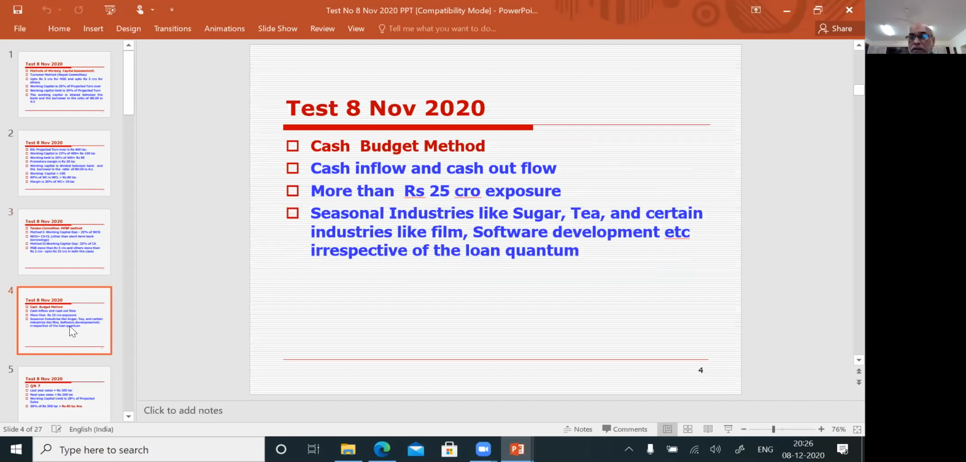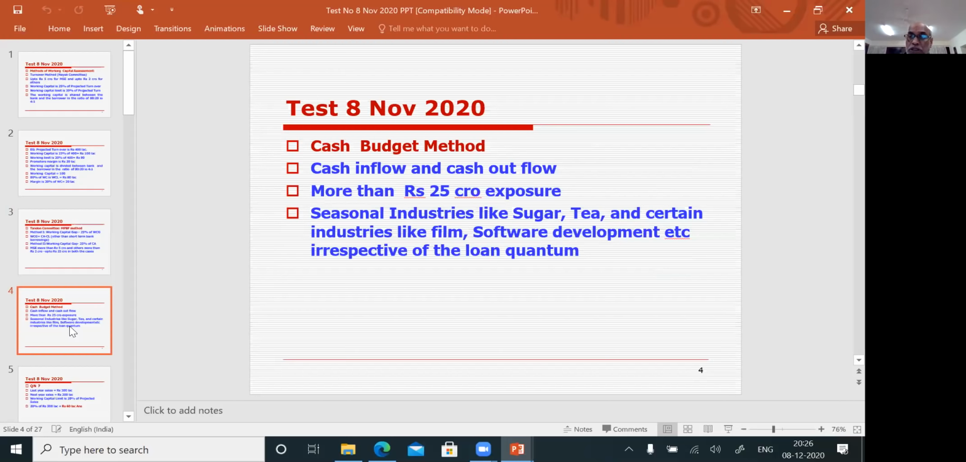Then the third method of working capital assessment is the cash budget method. Here the third method of assessing the working capital limit by the banks is the cash budget method. For doing a work, what is the cash inflow, what is the time it takes, and the cash outflow. Between that time, how much money the borrower requires. Cash inflow and cash outflow, the cash budget method. How much the borrower requires.